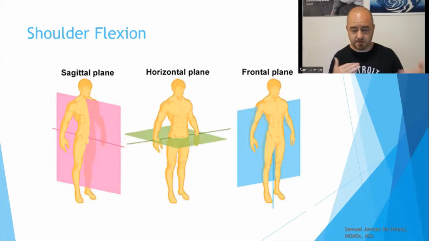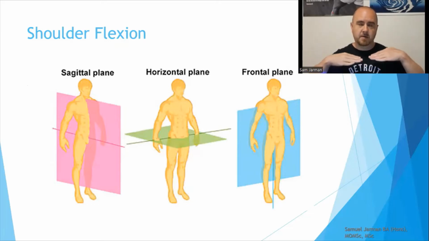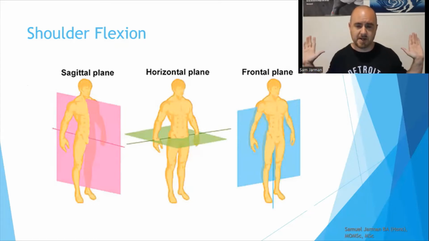So our simple discussion, or our initial discussion as far as planes are concerned: the sagittal plane is a 50% cut of the body left to right. Horizontal or transverse plane, 50% cut of the body top to bottom. The frontal or coronal plane is a 50% cut of the body front to back. Axes are perpendicular to the plane.